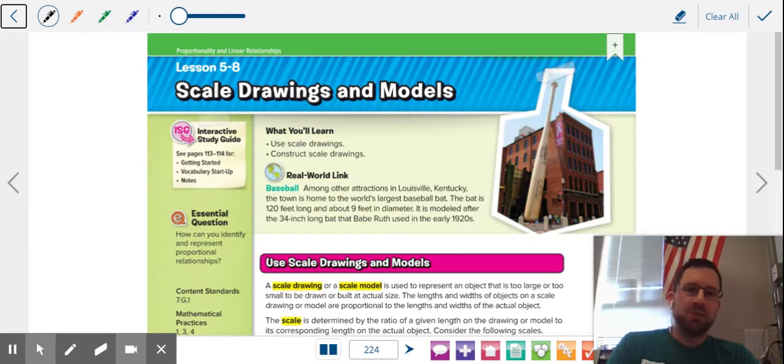So you can use scales to shrink large objects to make them manageable, or you can use scales to enlarge small objects to make them manageable. Like in this picture here, you have a really large baseball bat outside the Louisville Slugger Museum, or you could enlarge something small like an atom or a bacteria so that you could actually see it.